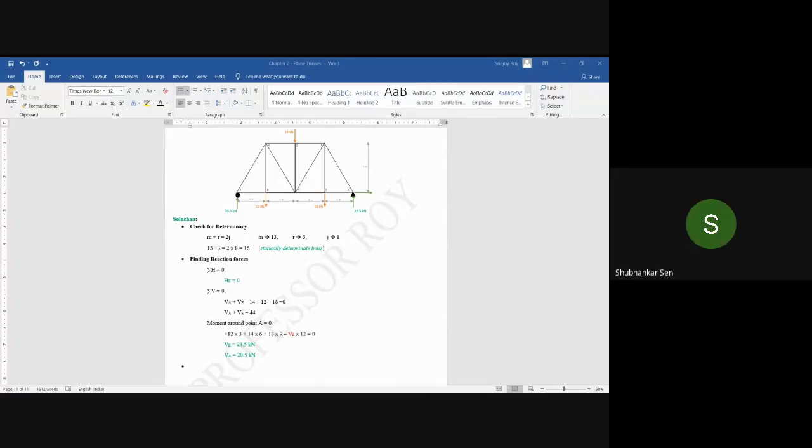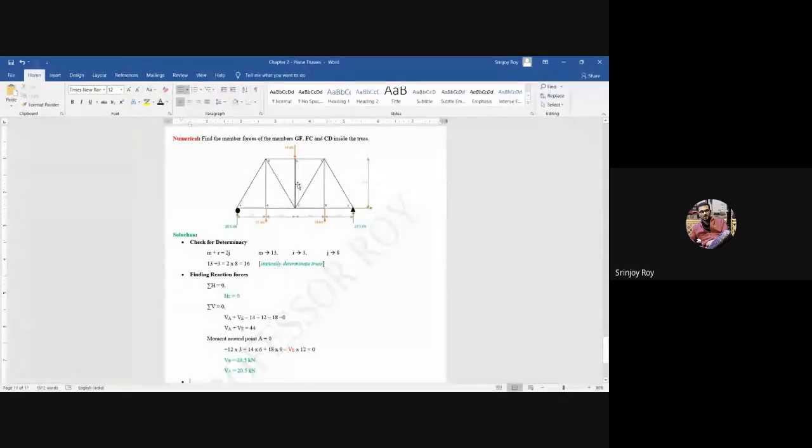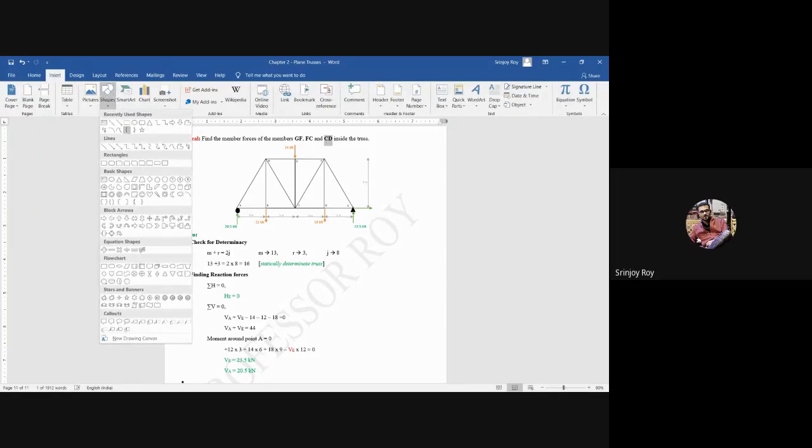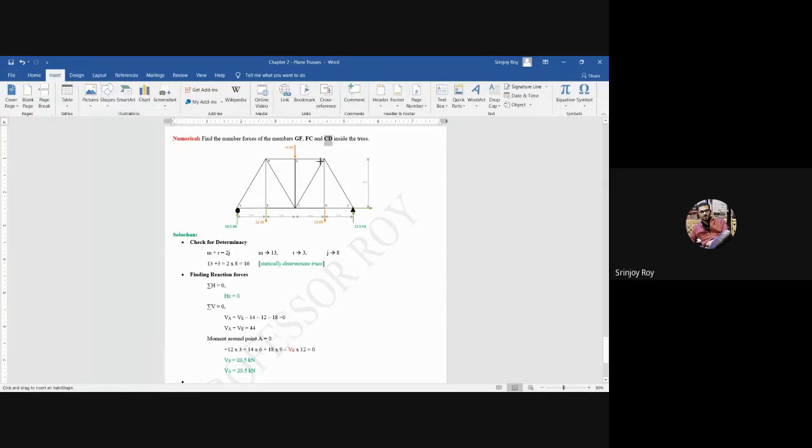Selection of section. Now look, what is written in the question? The member GF, the member FC, and the member CD, isn't it? The concept is selection of a section. Now which section? Tell me. What is the section which will involve all these three member forces? How will the section be made?